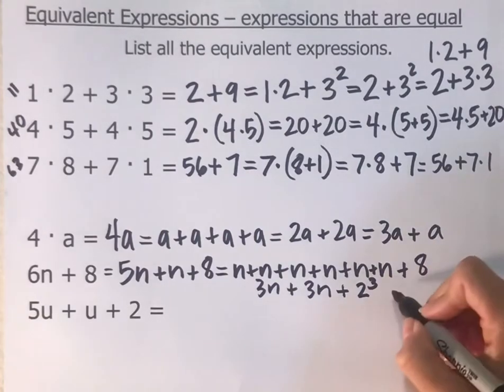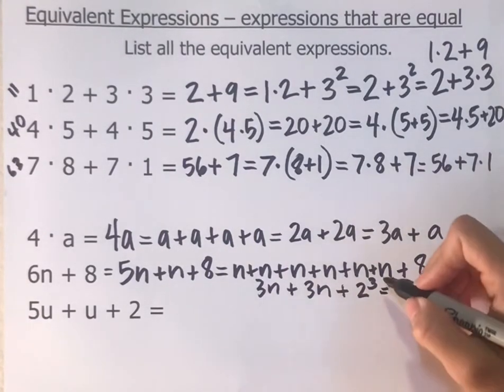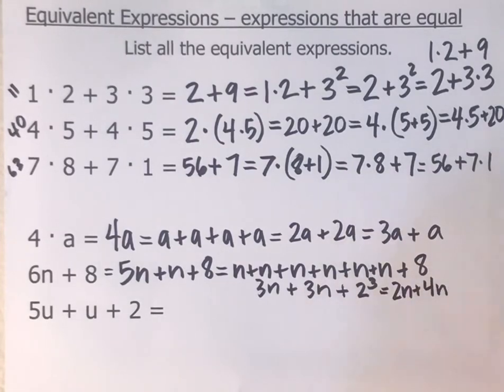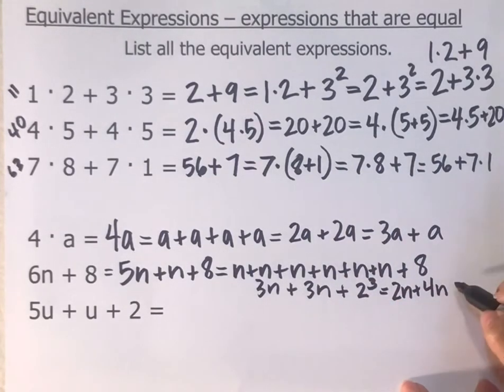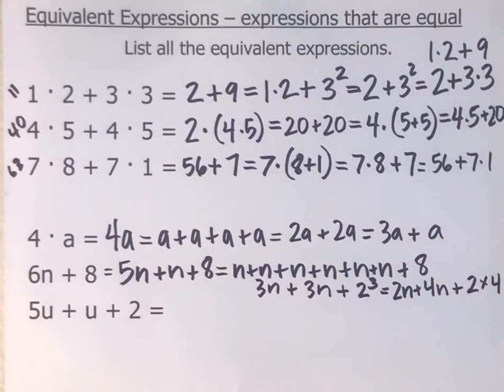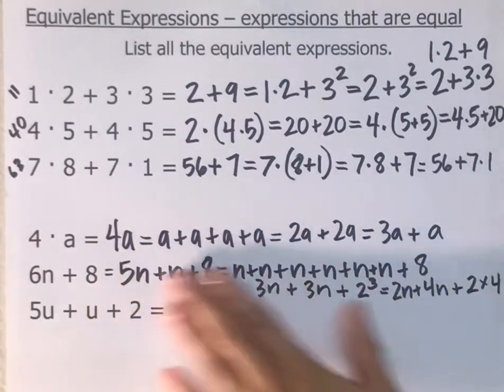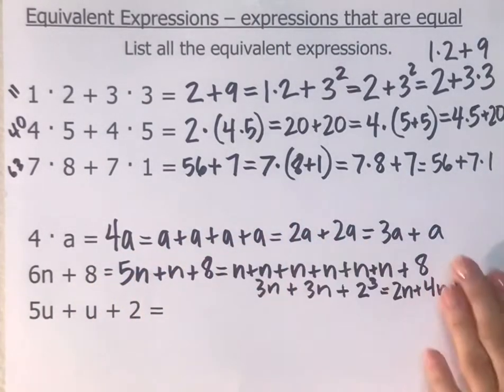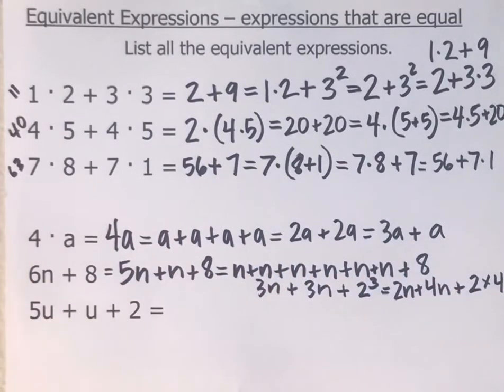So one more I'm thinking is we could do 2n plus 4n, because 4, 5, 6, and then I could even split this up with multiplication. Maybe I want to do 2 times 4, and that would also be equal to that. So there's so many different ways you could write this. I could go on and on, but all of these are equal to 6n plus 8.